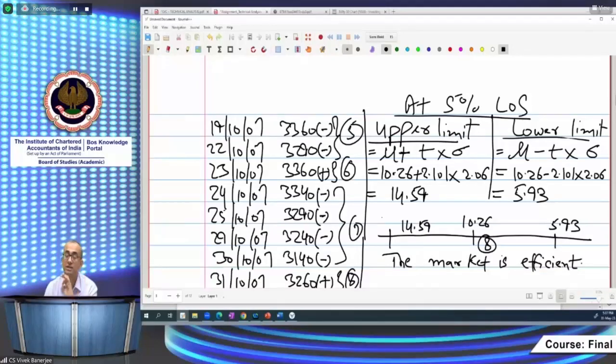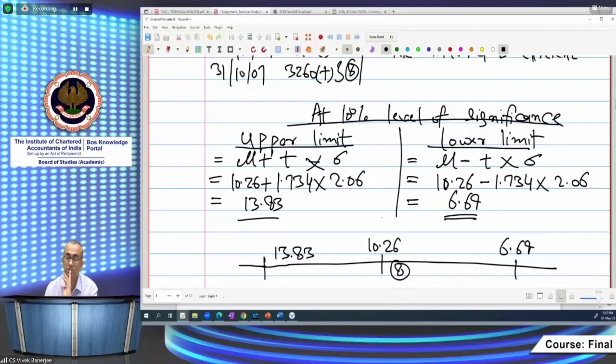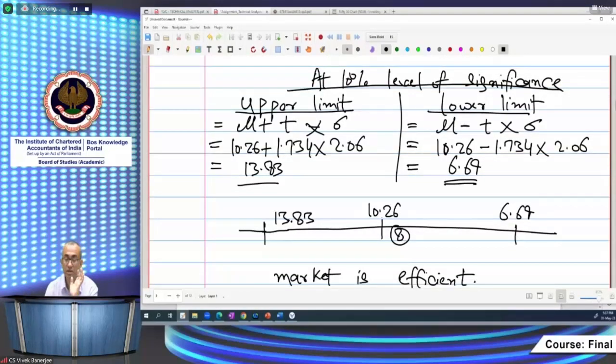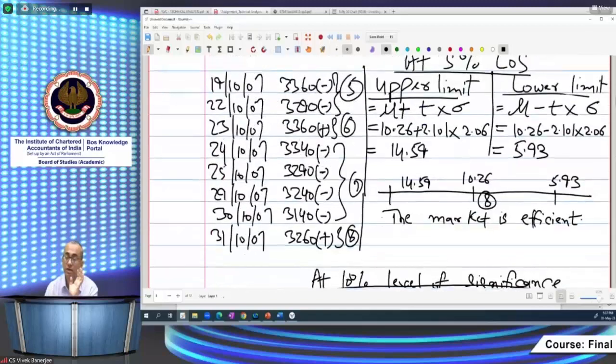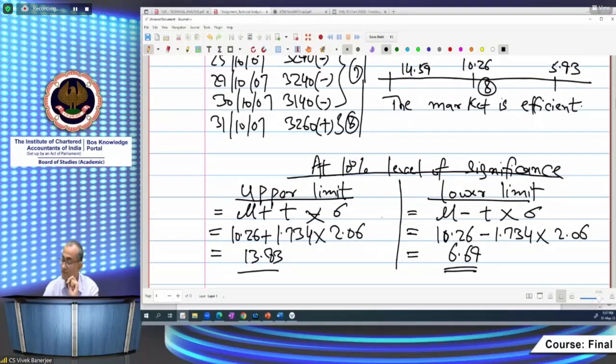Then we again test it at 10% level of significance. We put the figures into the formula. The upper limit comes to 13.83, and the lower limit is 6.69. We test whether the number of runs is between the upper limit of 13.83 and the lower limit of 6.69. The answer is yes, so the market is efficient. So at both 5% level of significance and 10% level of significance, the market is efficient by doing this run test.